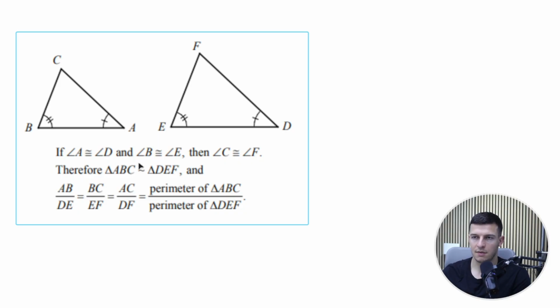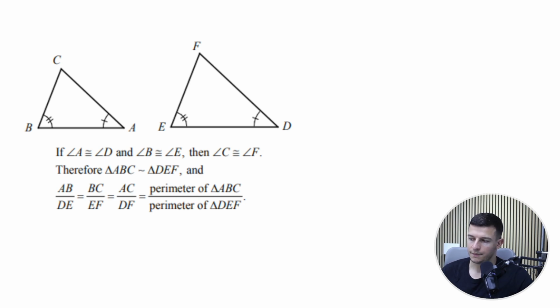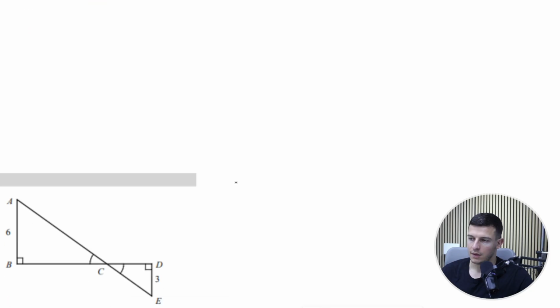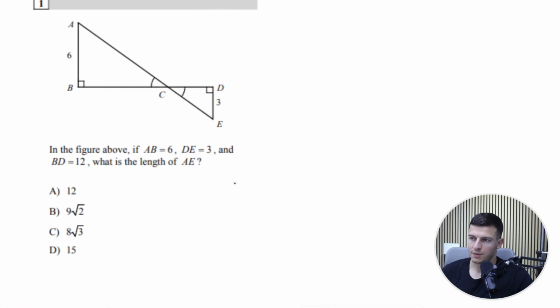to triangle DEF. This tilde sign means similar to, and we have some proportions here. AB divided by DE is equal to BC divided by EF, AC divided by DF, etc. So their areas will be proportional, their perimeters will be proportional, the angles will be the same, and the sides will be proportional. Okay. So let's solve some problems here.